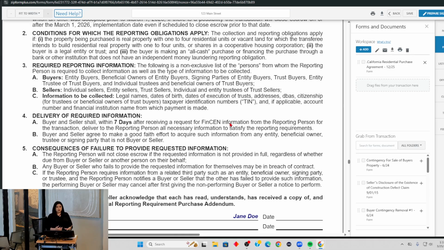So the goal for them is to also take this and incorporate it into your RPA. Right now it's a separate form, but maybe later once they figure out what they're going to do, it may be put into your RPA. So I will keep an eye on that. I will let you guys know about that, but keep an eye on that.